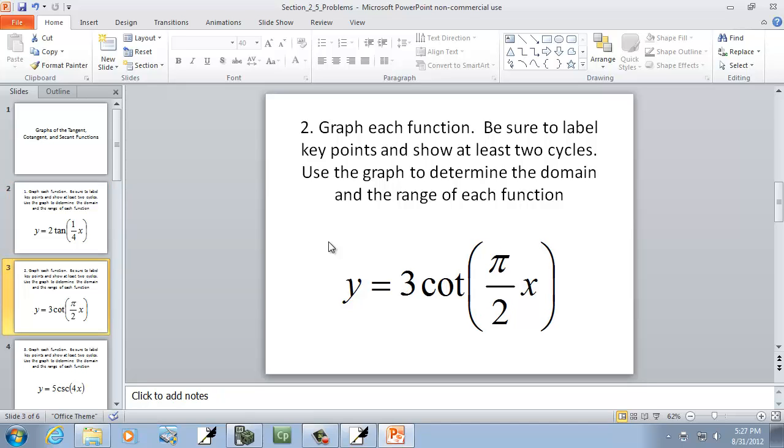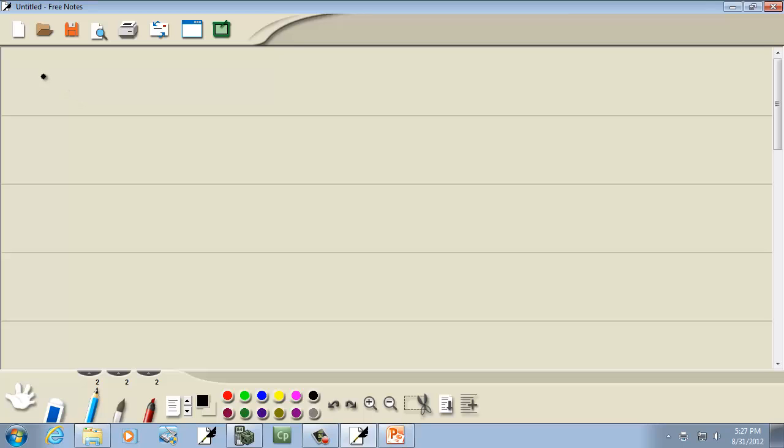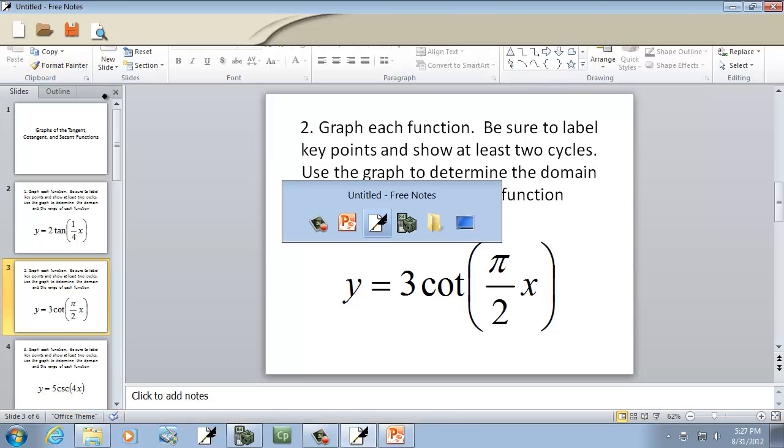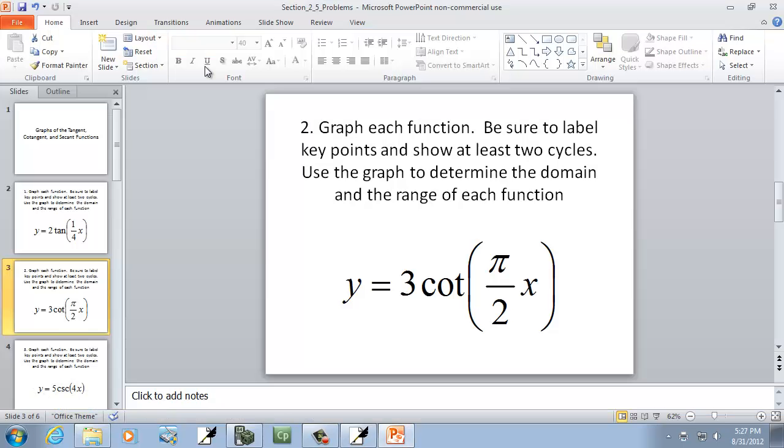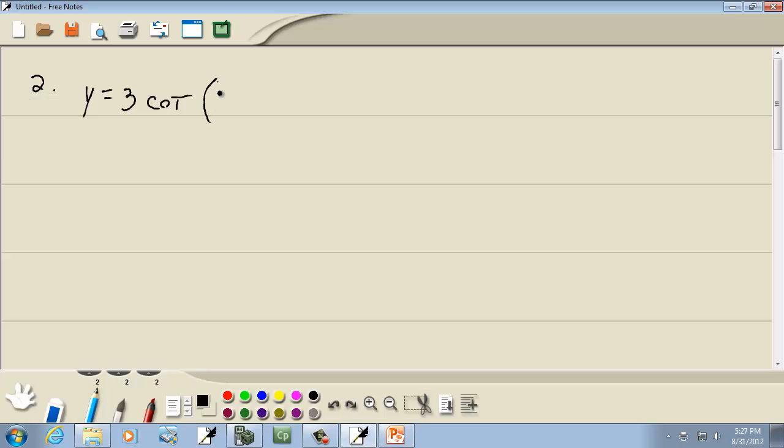Cotangent. We've got y is equal to 3 cotangent of pi over 2 x. I didn't find a domain and range of the other one, but I'll find a domain and range of this because it isn't self-evident, I don't think.